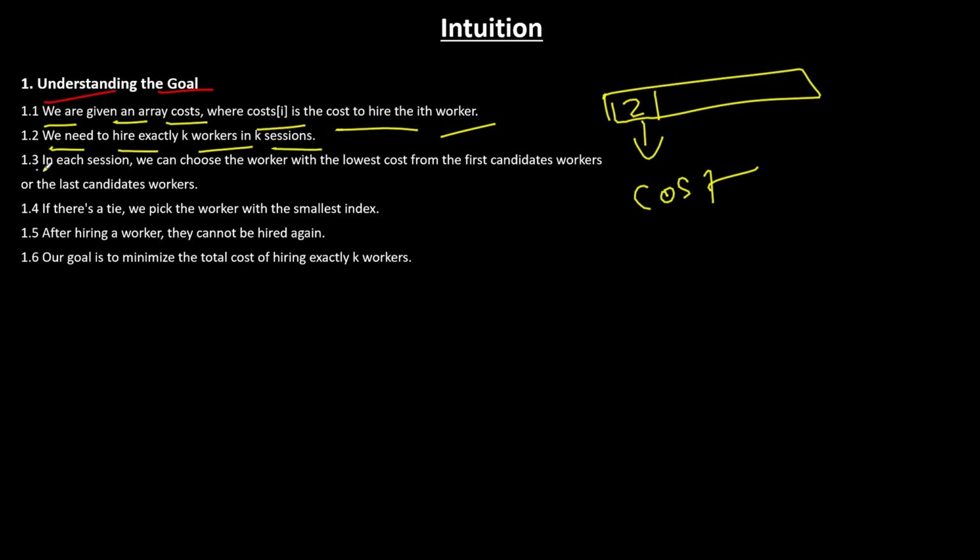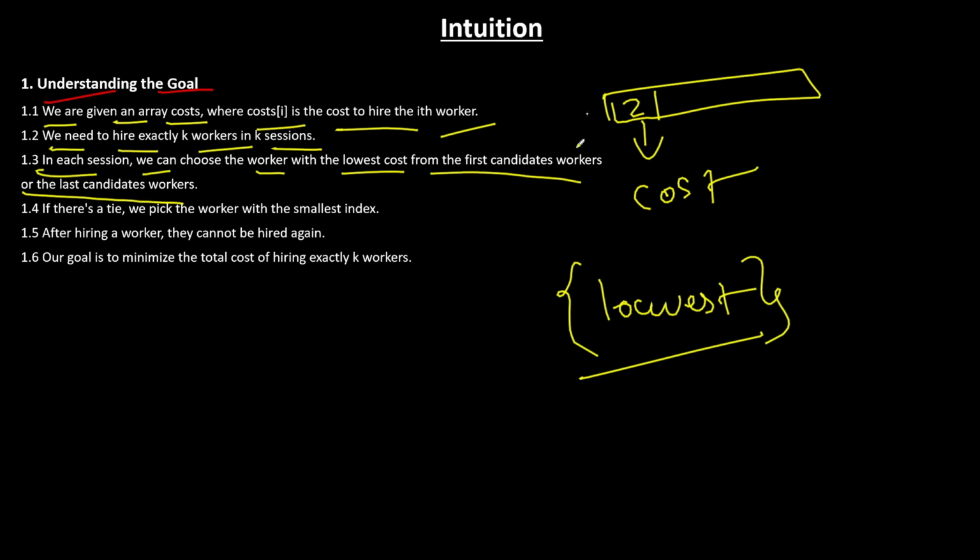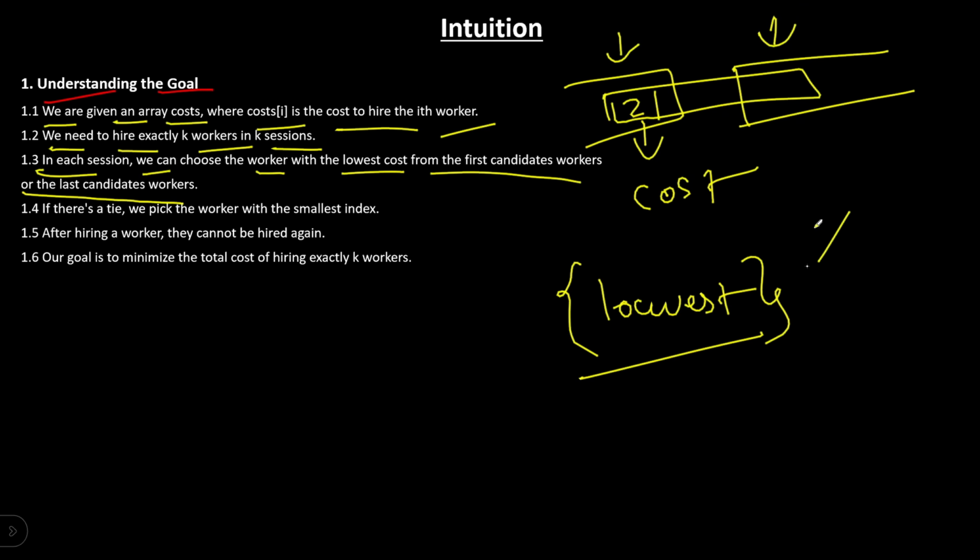In each session, we can choose the worker with the lowest cost from the first candidates workers or the last candidates workers. So please keep that in mind. Here we are trying to get the lowest cost candidate, or the worker, from the cost array every time. So we have to iterate or do something for that particular candidate subarray to get the minimum each time. If you get a hint here, every time we have to pick out the minimum from both of the sides.